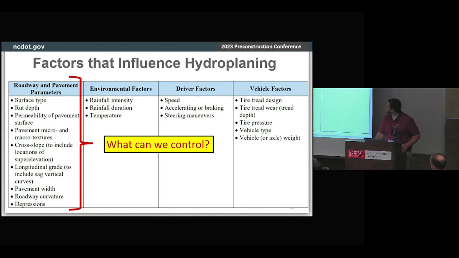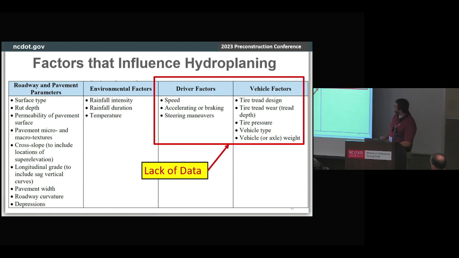But there's something that we can look into, and we are investigating now and doing more research on, which is the vehicle factors. But there's a big lack of data for those. And so we're in the process of getting more data to improve our tool. So this isn't just a one and done. This is a tool that's going to keep improving over the years.